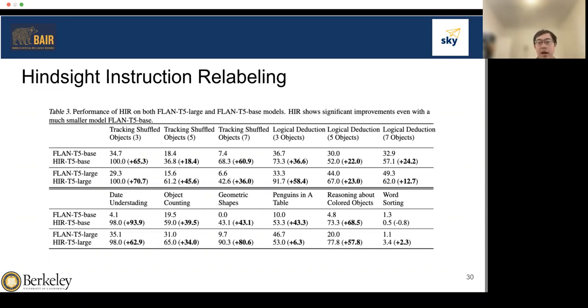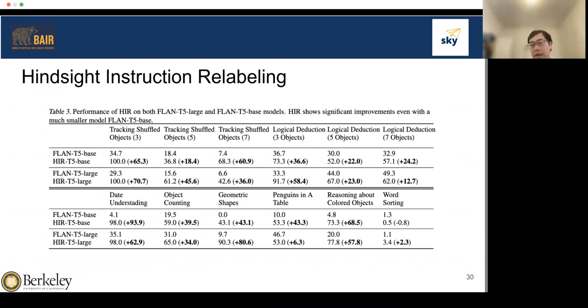And we do see that in data understanding and object counting, we see larger improvements here, also in reasoning about colored objects. But for this word sorting task, it's really interesting that after our pipeline, the results actually get a little bit worse. Which means maybe the model itself doesn't have enough capacity to successfully learn from this type of task, because word sorting is really complex. You have to compare character by character on different words and make a good ordering afterwards. So I think this is a good, complex task.